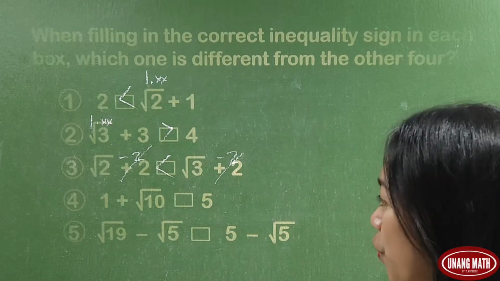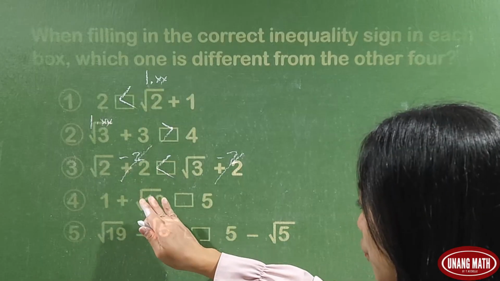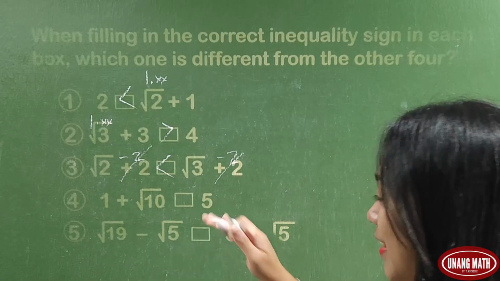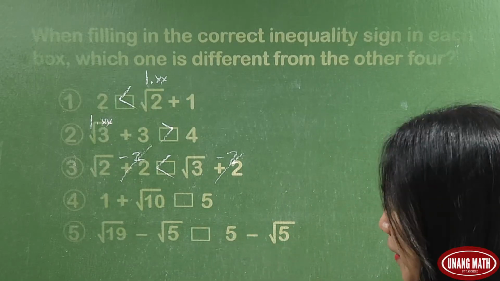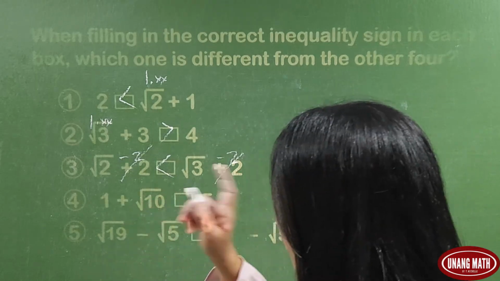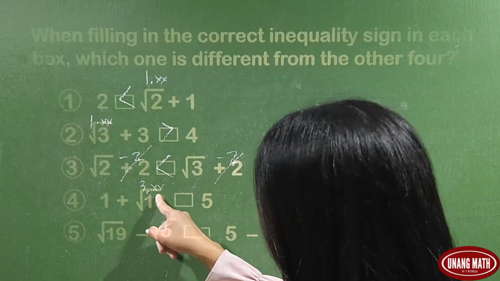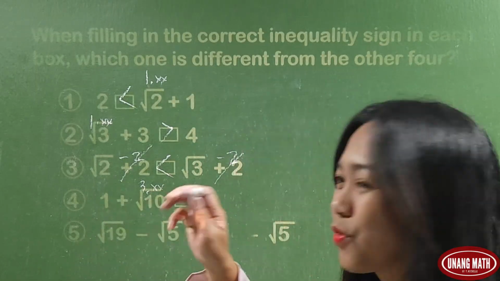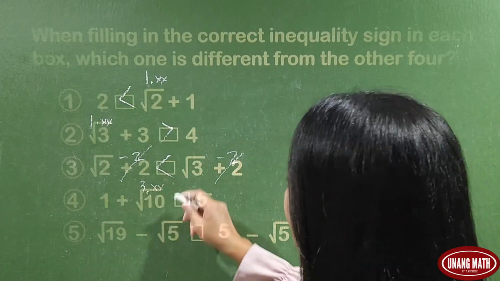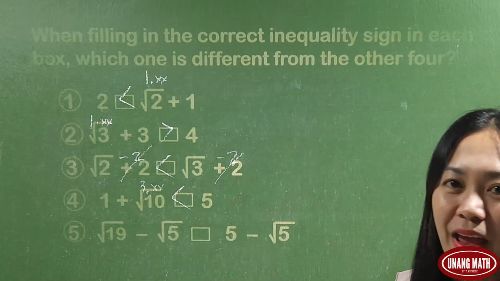Okay, for number 4, we have 1 plus the square root of 10, and this is 5. Okay, let's compare. If we estimate the square root of 10, this is 3 point something. So 3 point something plus 1, that's 4 point something. And this is less than 5.